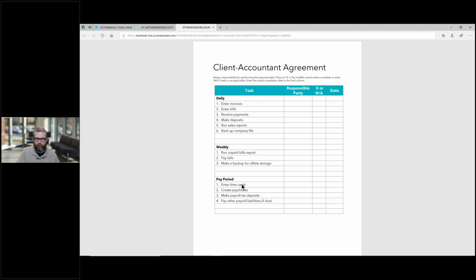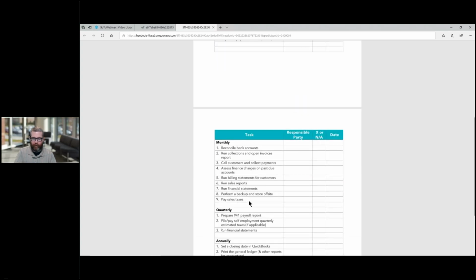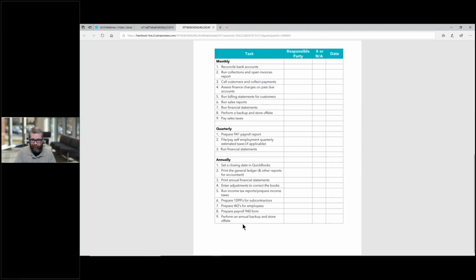If you've got an accountant or if you're looking to get one, this is a really cool document to have because this is where you can basically decide who's doing what. For a lot of these daily tasks, you'll probably do them yourselves or have a bookkeeper at your business do them. Weekly tasks, pay period tasks. But down here we've got monthly tasks, quarterly tasks, annual tasks. And you can put the responsible party right there and put an X in to make sure that it's being covered and then put a date in.